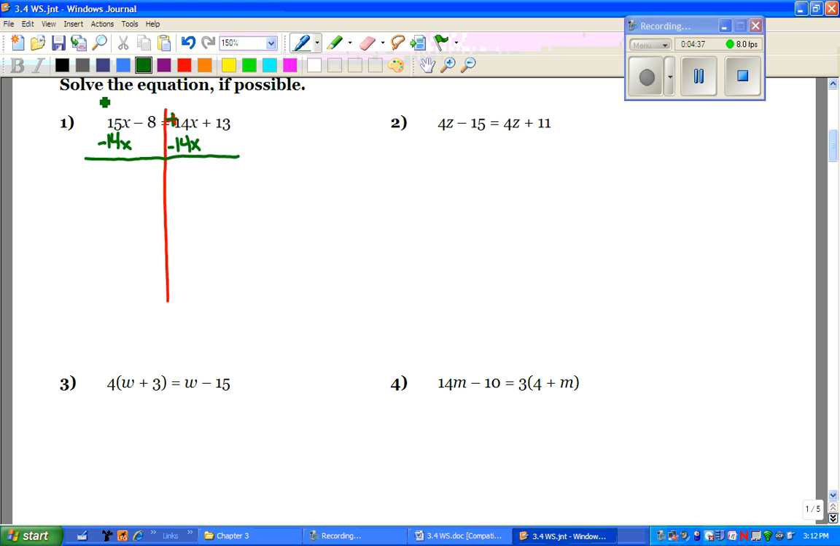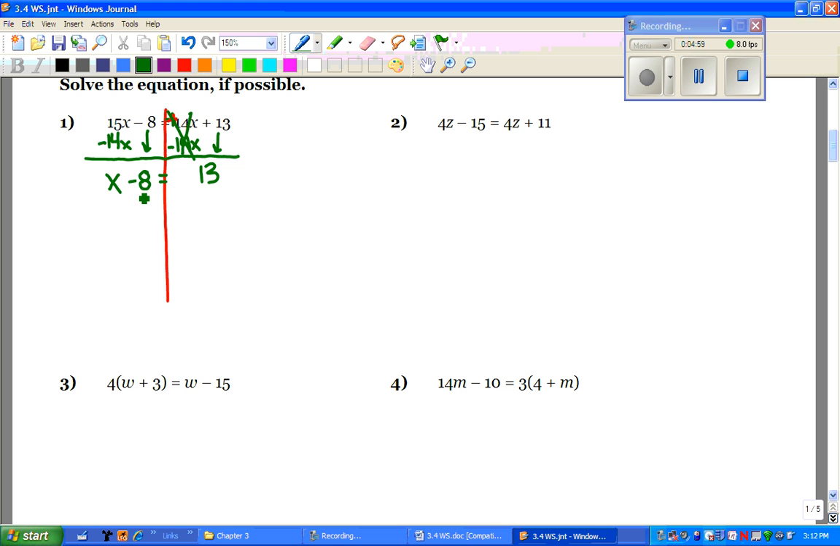15x minus 14x is 1x. We don't even have to write the 1 in front of it. You bring down your minus 8, you bring down your equal sign. 14x minus 14x gives me 0 x's. And then I bring down my 13, and I have x minus 8 is equal to 13. So I've got my variable on one side.